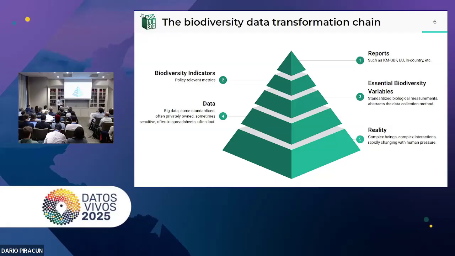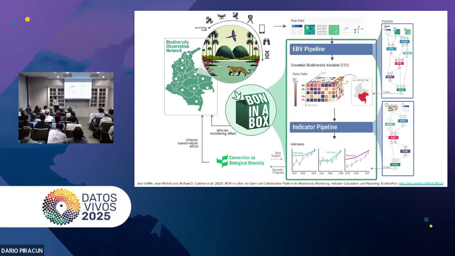For example, here in this data transformation chain, this is more GBIF, OBIS that is there. BON in a Box is in this part of the pyramid, EBVs and indicators. If we take an example with Colombia, we are in Colombia, right? The Humboldt Institute has been working with us from the inception of this new phase of BON in a Box. So they are acquiring raw data that goes into GBIF or OBIS or in their own data sets.